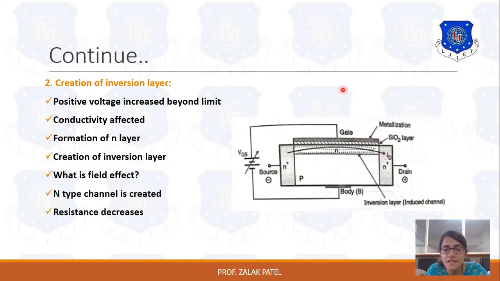Here the n channel is created because we discussed the n channel MOSFET. If you do the same thing with the p channel MOSFET, or p type MOSFET, then over here the p type channel is created as an inversion layer, and because of that the resistance will decrease as we increase the applied voltage beyond some limit. Up to some limit the resistance will not be affected, but if we increase the voltage beyond some limit, then the resistance will decrease. So this is the operation of power MOSFET.